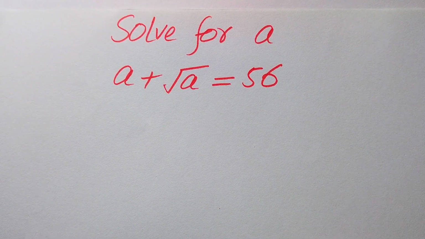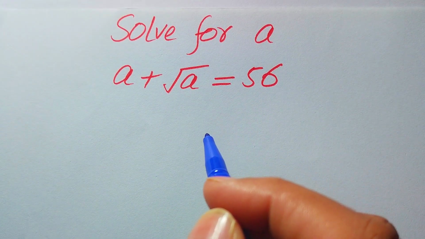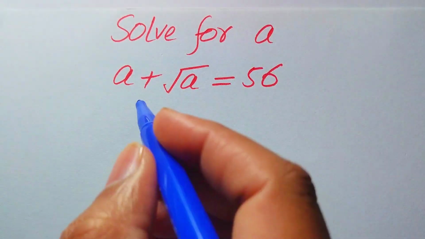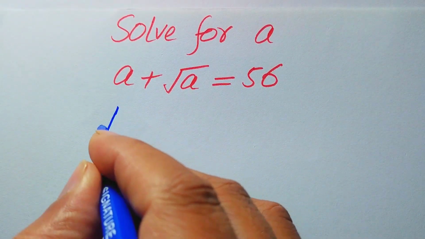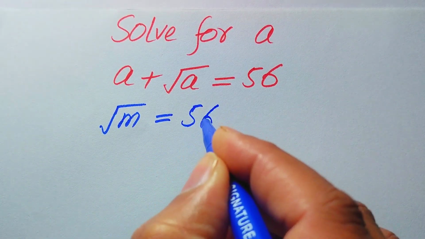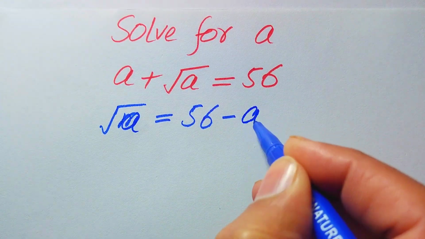So here we have a plus square root of a is equals to 56, and we solve this problem for all the values of a. So here first we move this a to the right hand side. This is positive a, and when we move it to the right hand side it becomes negative a, and we write it as 56 minus a.